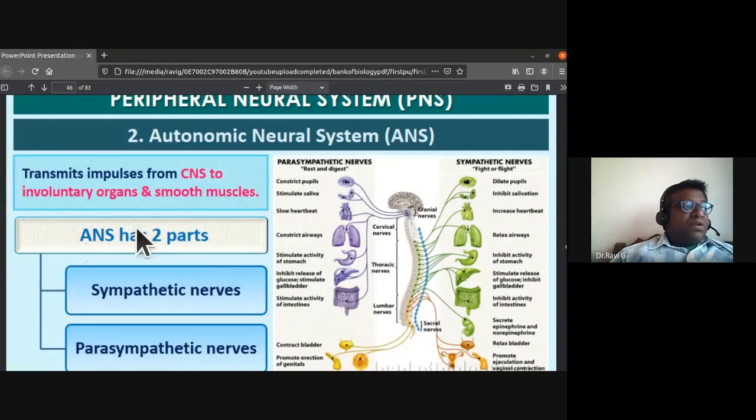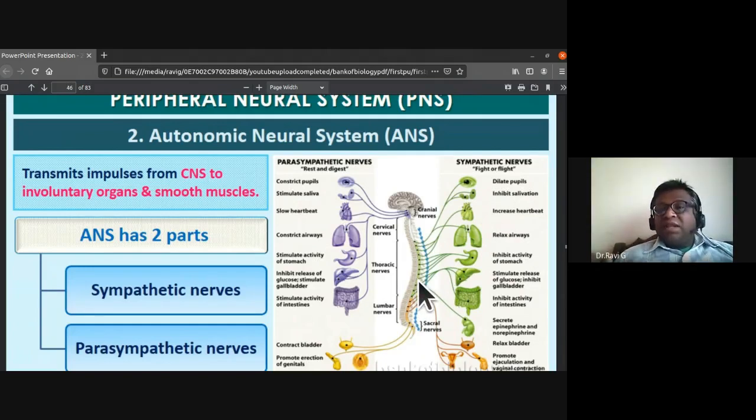The autonomic nervous system transmits impulses from the central nervous system to involuntary organs and smooth muscles. ANS has two types, the sympathetic nerves and parasympathetic nerves. Sympathetic nerves bring about dilation of pupils, especially in emergency conditions.